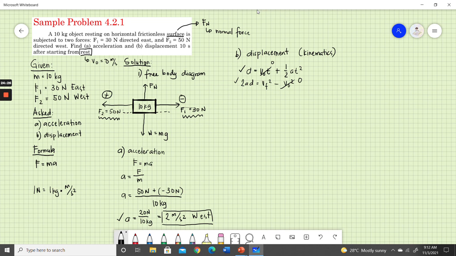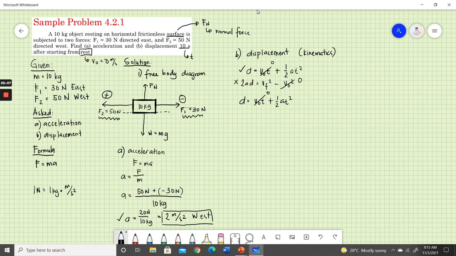But there is still an issue, because you don't have a final velocity. Another thing you were given is time, which is 10 seconds. So we cannot use the equation that needs final velocity. We have to use the first equation, so that's displacement equals initial velocity times t plus 1/2 a t squared.